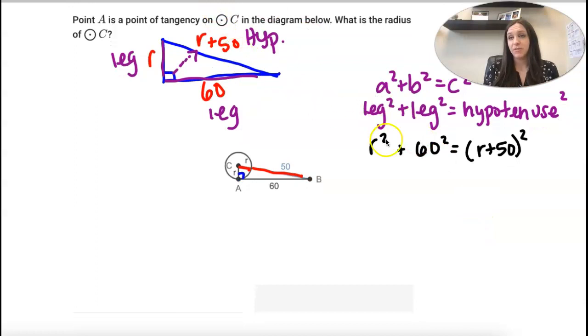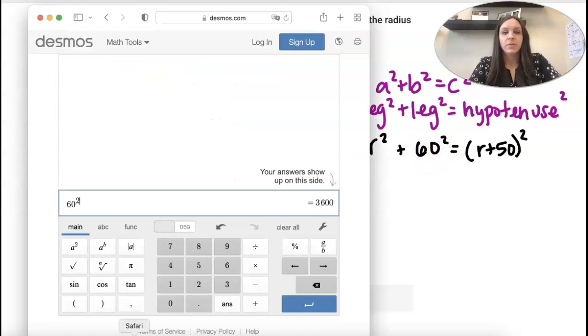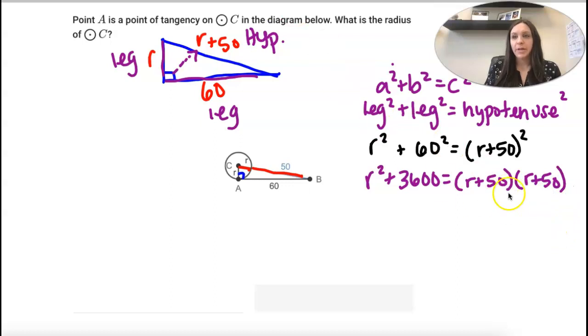So now we're going to simplify this a little bit. So 60 squared is 3600. So I have R squared plus 3600. But when we square something, we times it by itself. So we're not just going to distribute that. This is R plus 50 times R plus 50. So we're multiplying two binomials, and we need to use the distributive property.